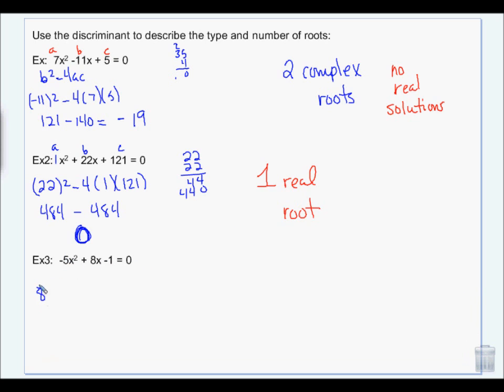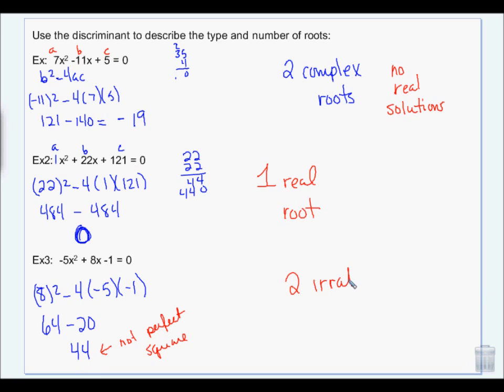Here I have 8 squared minus 4 times negative 5 times negative 1. So I get 64 minus 20, which is 44. Okay, 44 is not a perfect square. So because that's not a perfect square, but it is positive, I'm going to get two irrational roots.